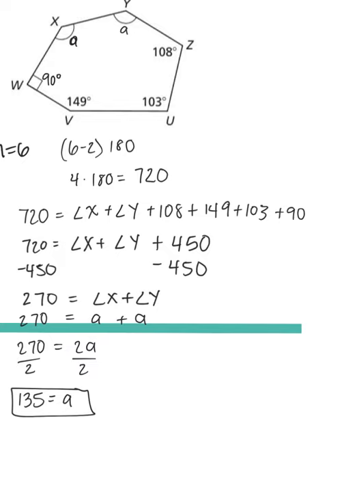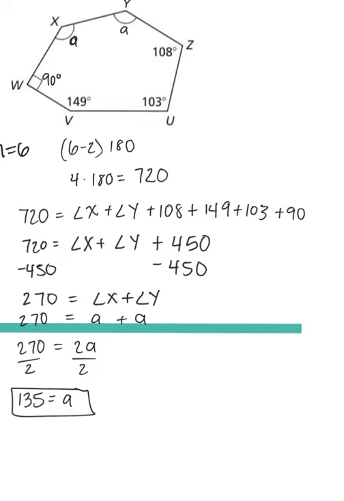I have a question. Yeah. So the way I got the same answer, but when I set it up, I set it up differently, and I don't know if it makes a difference. How'd you set it up? What I did was X plus 90 plus 149 plus 108 plus 103 equals 720.